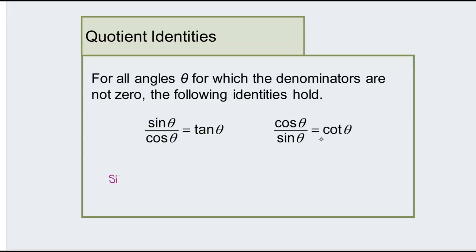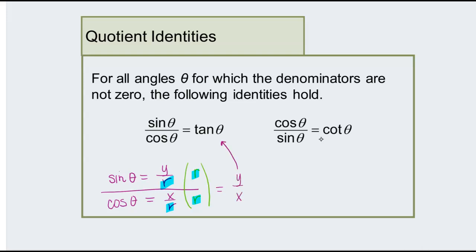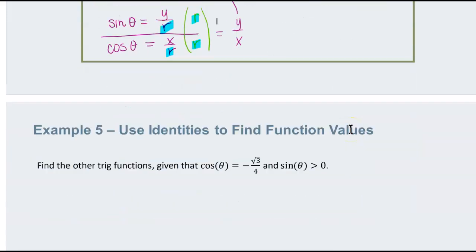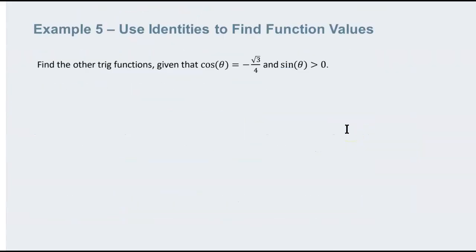We said that sine was y over r, and cosine was x over r. If we multiply by r over r, these r's cancel, and I just end up with y over x, which is the same as tangent. And then similarly, taking the reciprocal, I get cotangent. So these are just shorthand things that you can use that are helpful sometimes. So let's use them in practice.